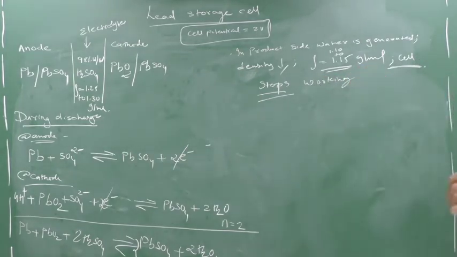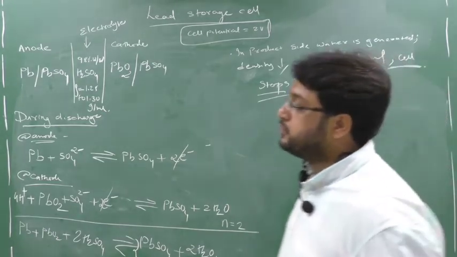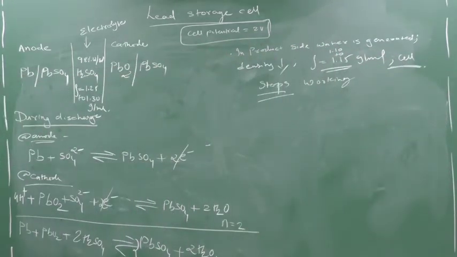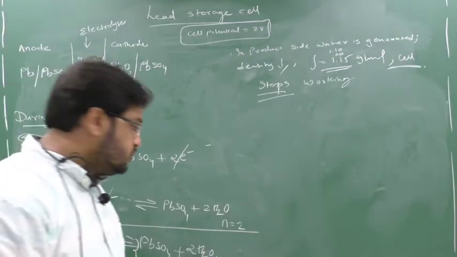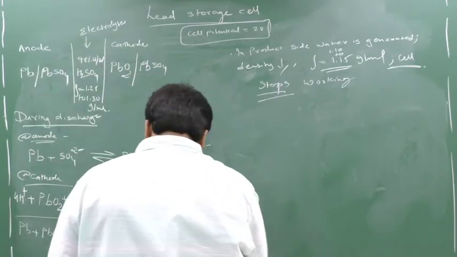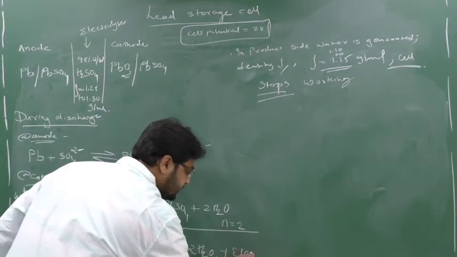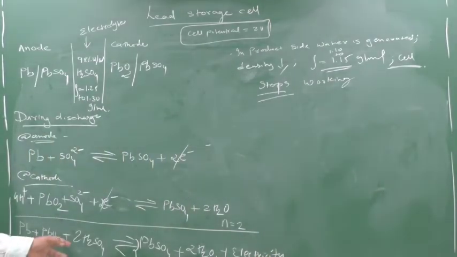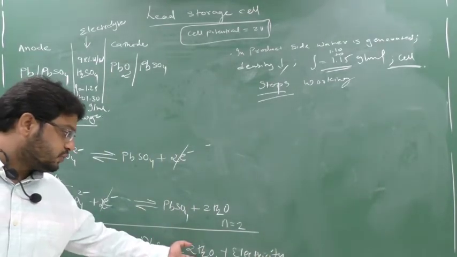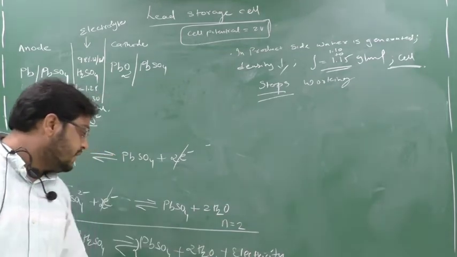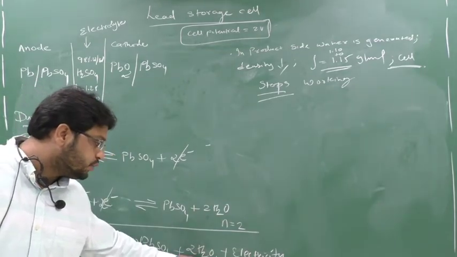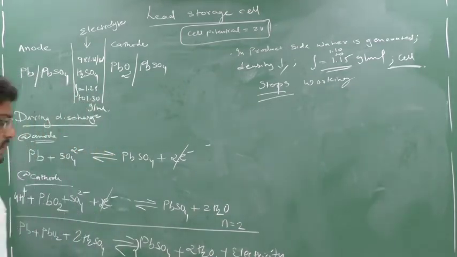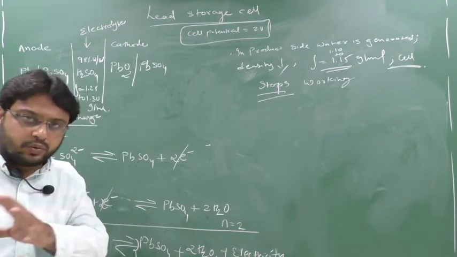I have to do recharge. Clear? So now I will supply electric current to this. And here I will get electricity also. Yes or no? Pb, PbO2, H2SO4 will convert into PbSO4 plus 2 H2O and they will give what? Electricity. But due to this water generated, density will go down.